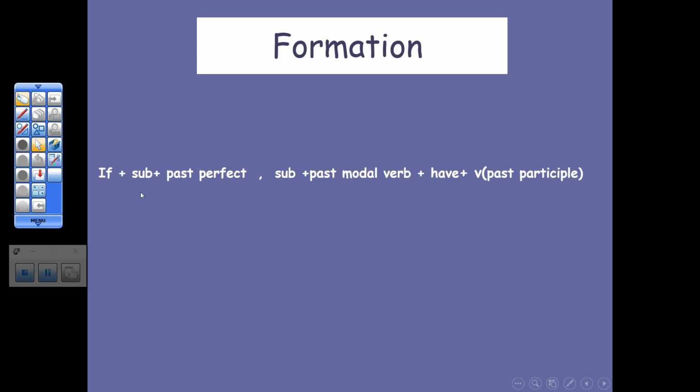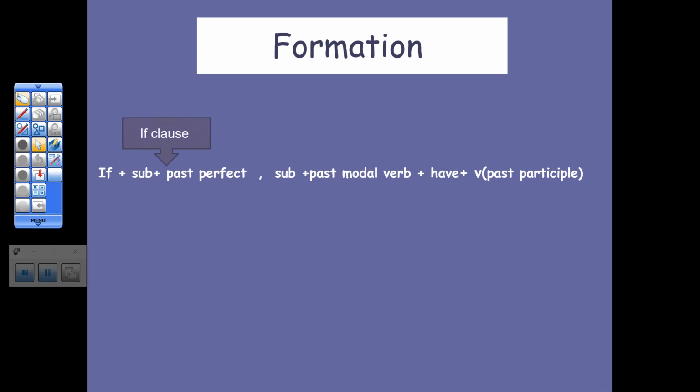Okay, now let's move to the formation. How do we form the if type 3 sentence? In the if type 3 sentence, we have two clauses. One is called the if clause, which consists of if, subject, and past perfect. Remember that the past perfect is had plus verb 3. We call this clause the if clause.